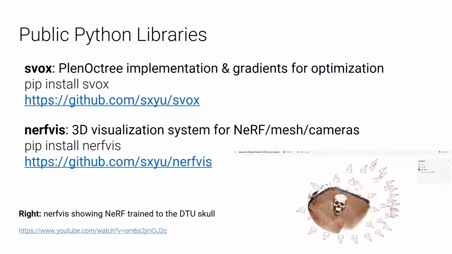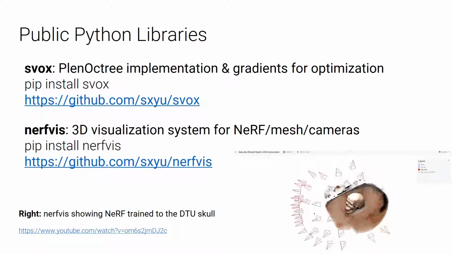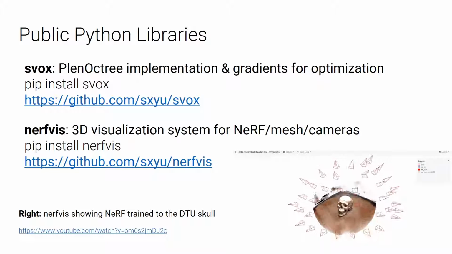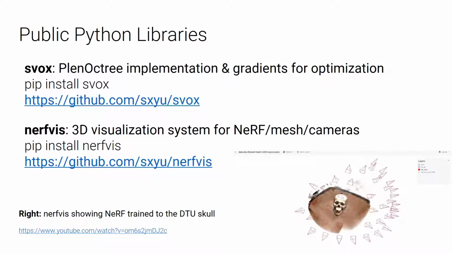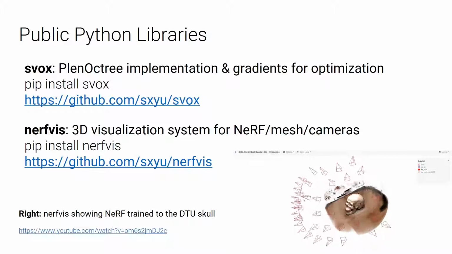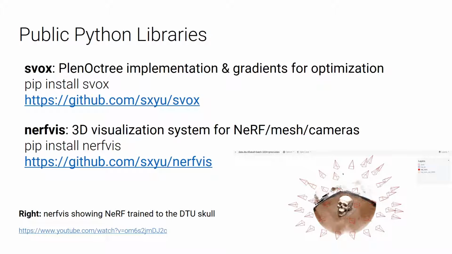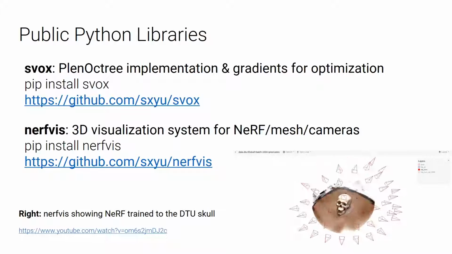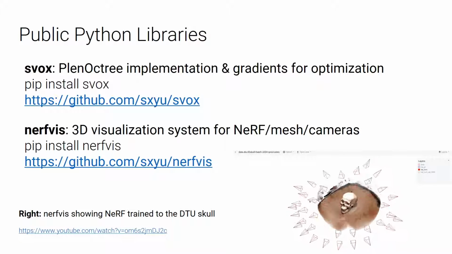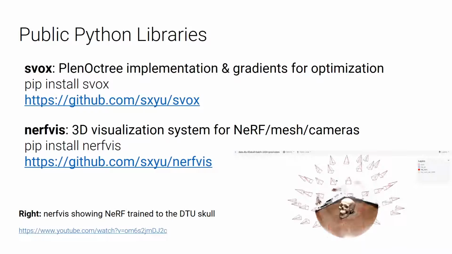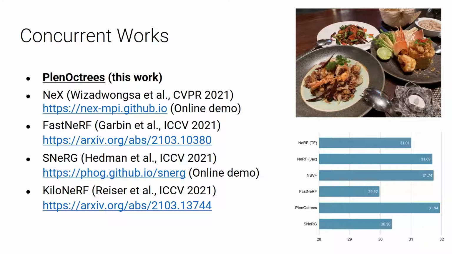We have released 2 Python libraries to the public, which you can install with pip. SVOX is the base PlenOctrees implementation with the analytical gradients we use in the paper. NerfVis is quite minimal at the moment, but is intended to be a general NeRF visualization system supporting adding meshes and cameras. To wrap up, I just wanted to acknowledge that there are a number of concurrent works. If interested, please do check them out.